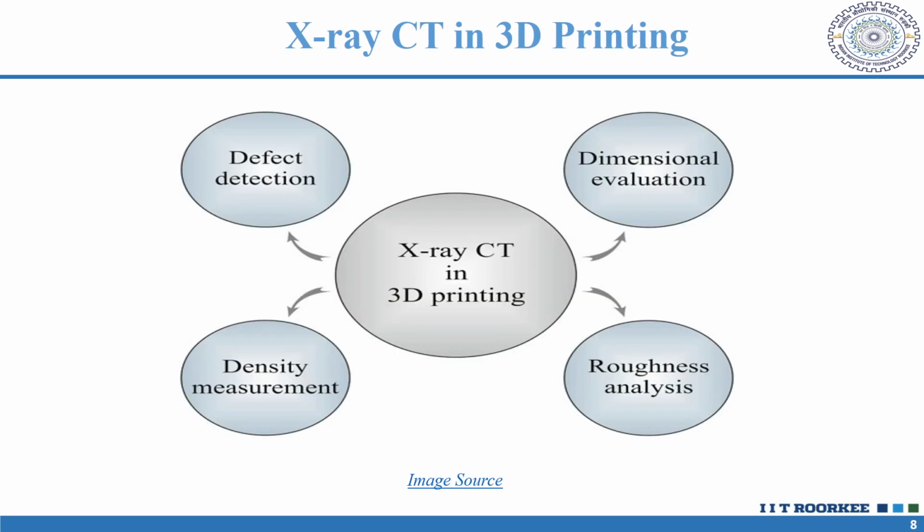So we all know that by using X-ray CT we can look inside a sample without cutting or destroying it. So we utilized it for our different 3D printed samples. How can we characterize them? We can check for the defects present, we can check for the printed dimension, we can check the roughness in the printed sample, and we can also check the density measurement. In our study, we determined the surface roughness and porosity present in different 3D printed samples.